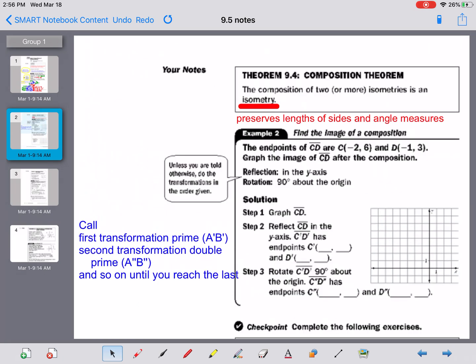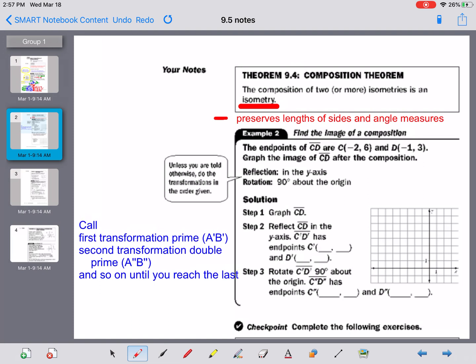So starting on page 2, we start with a theorem at the top of our page. Composition theorem. It says the composition of 2 or more isometries is an isometry. And we don't know the definition of isometry yet, so I've included that here on our notes. An isometry is something that preserves side and angle measures. Remember from chapter 4, we learned 3 different transformations.